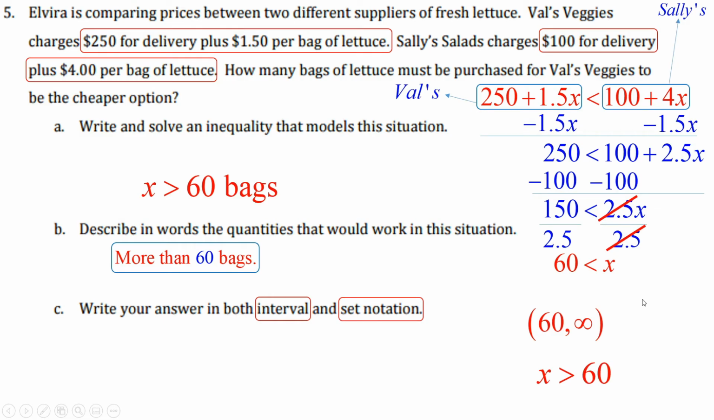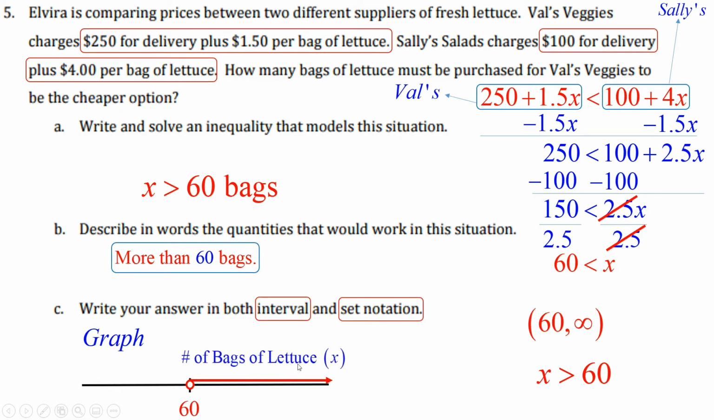Okay, good. And now let's practice graphing again. So, my hash mark, how am I going to label that? 60. Greater than what kind of dot? That's got to be an open dot. I cannot equal 60, so I have an open dot there. And since x is greater than 60, I'm going to go to the right. And what is this interval right here? X is greater than 60. That's the number of bags of lettuce, which we're using an x for. Number of bags of lettuce, x.